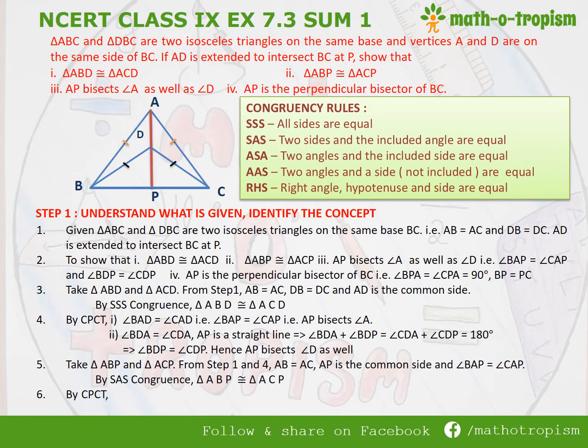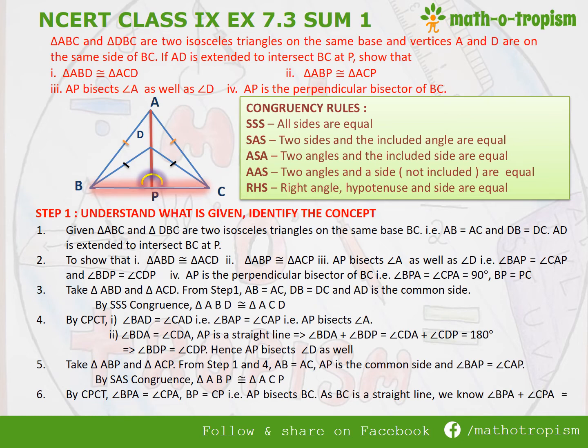We'll take these two triangles itself, and by CPCT we can write that angle BPA is equal to angle APC, also BP is equal to PC. So it means what? AP is bisecting BC because BP is equal to PC. Also we know that BC is a straight line, and we have shown that both angles BPA and APC are equal. So it means what?